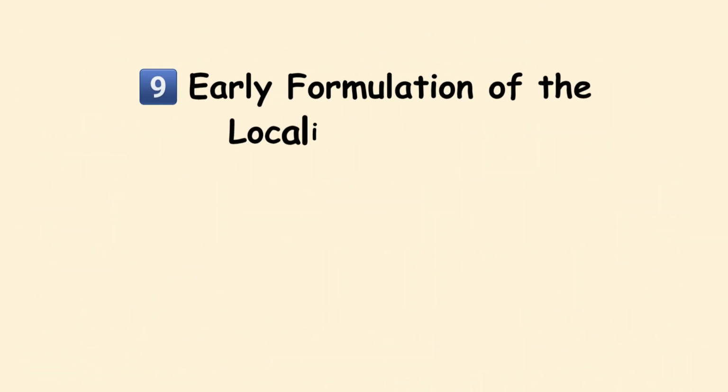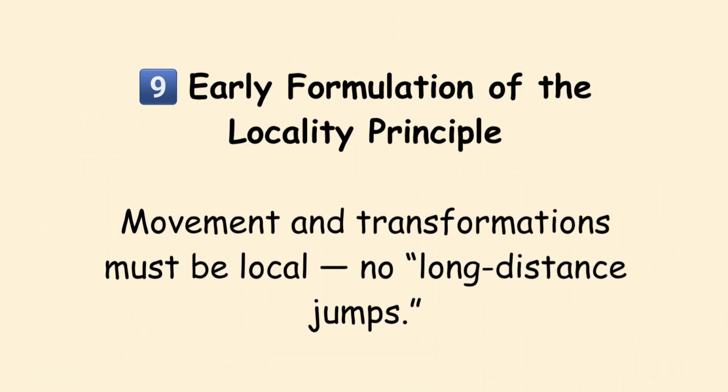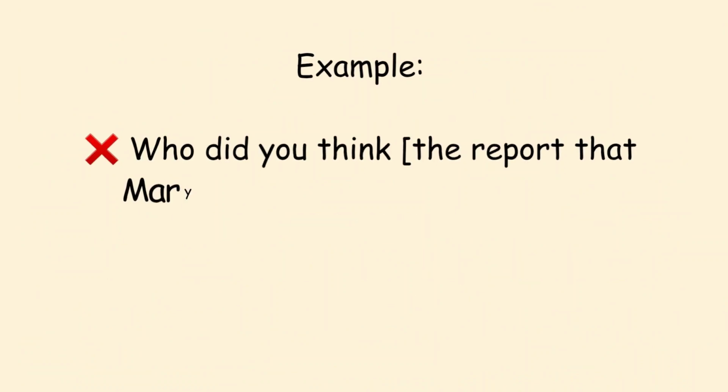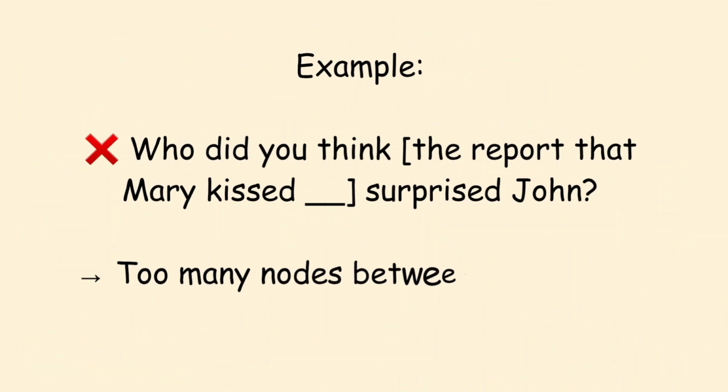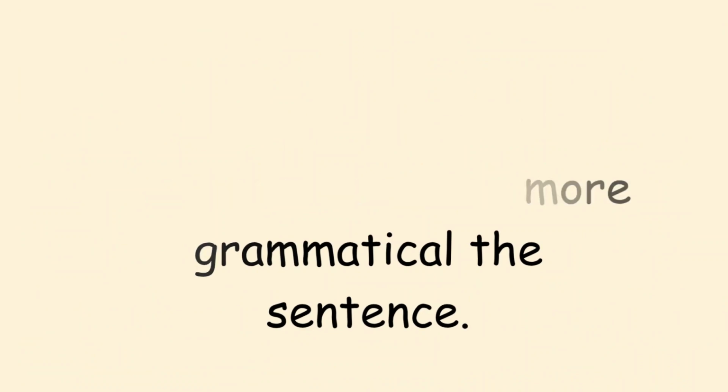9th, early formulation of the locality principle. Movement and transformations must be local, no long-distance jumps. Example, who did you think the report that Mary kissed surprised John? It's wrong as too many nodes between who and its trace. The shorter the movement, the more grammatical the sentence.